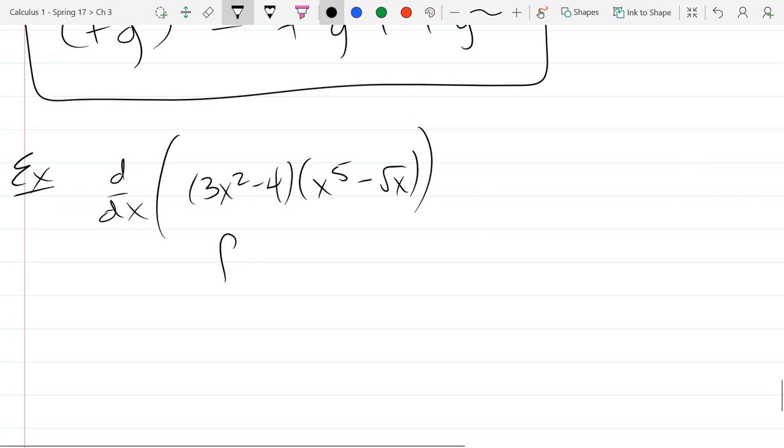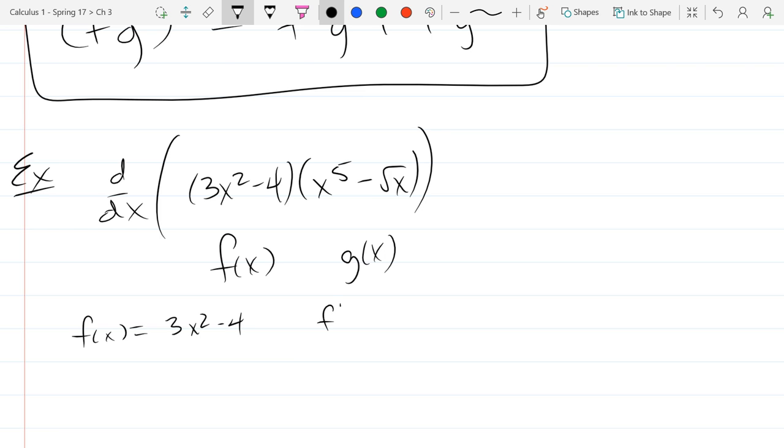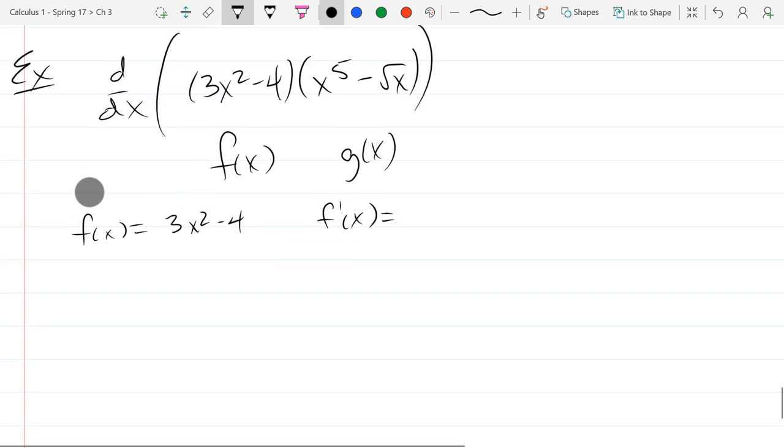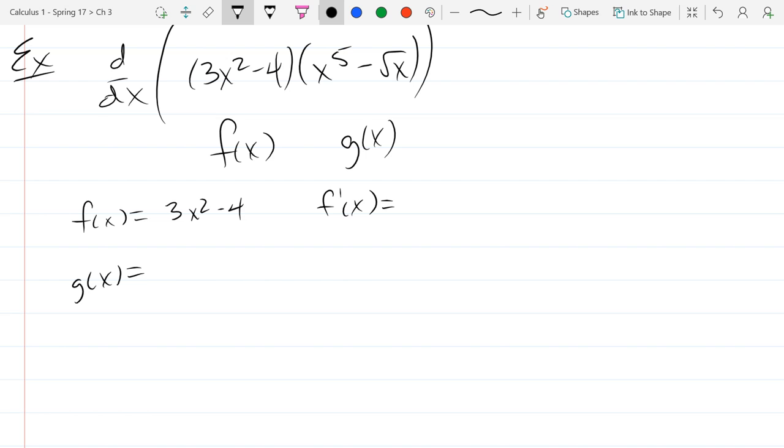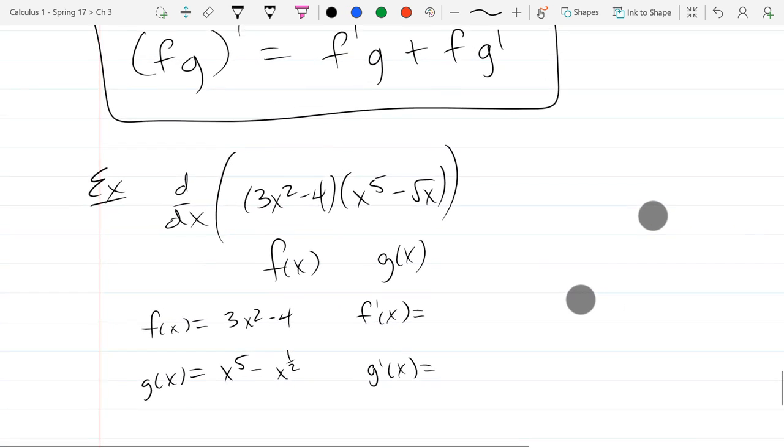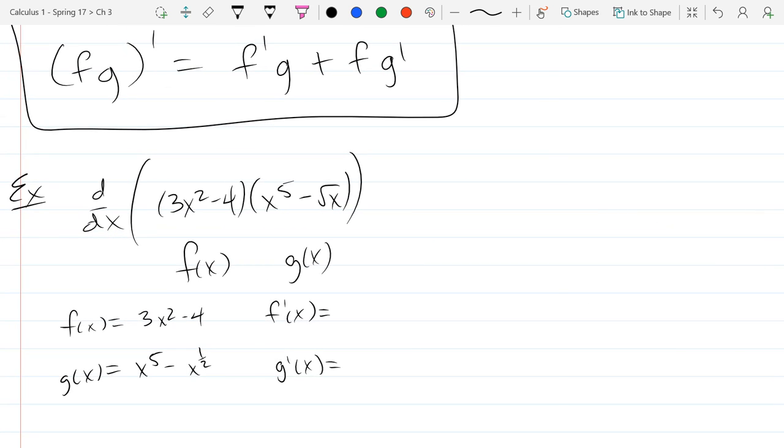And just remember, you've got your function f(x) and your function g(x) right here. So you can even write f(x) = 3x squared minus 4, and you're going to need f prime, so you need to take a derivative of f. Then do the same thing for g. g is x to the fifth, and here we'll write x to the 1/2 power, and you have to figure out what g prime is, and then multiply them carefully and add them together. So that's how they fit back together. So we got f prime, g prime, and then put them back in the product rule form.